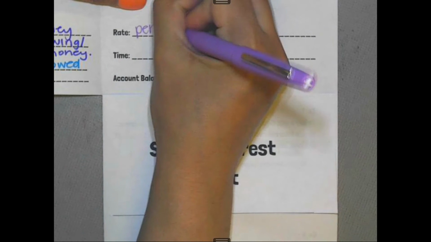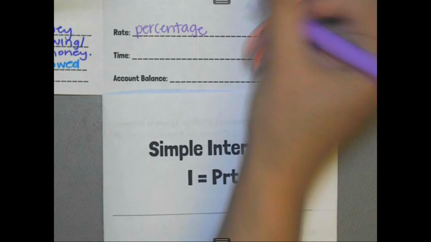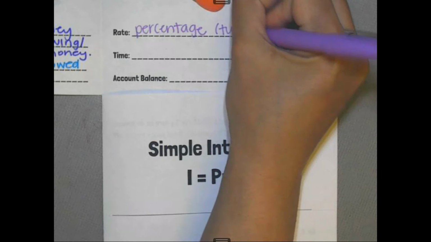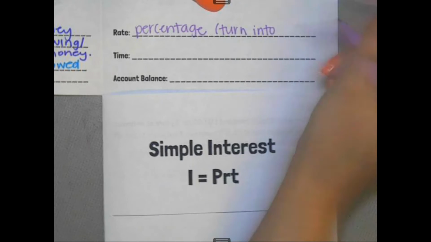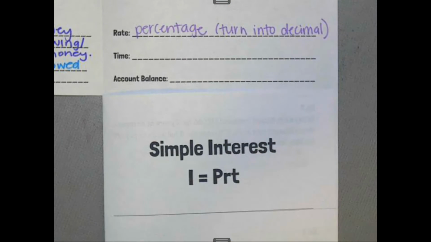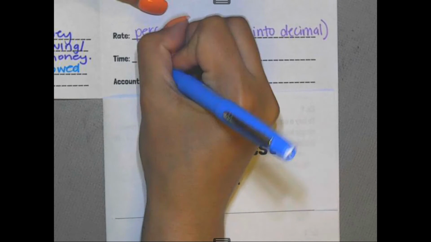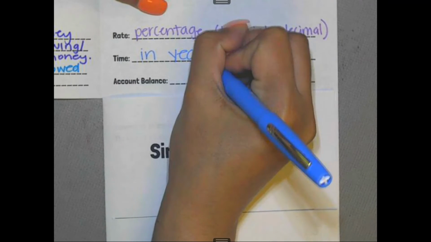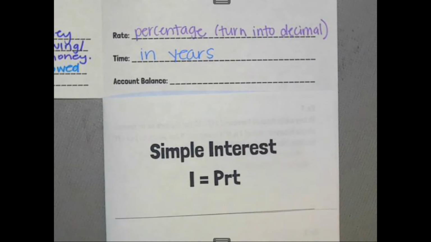All right. The next vocabulary word we're going to talk about is rate. Rate is the percentage. And we need to make sure to turn it into a decimal. And our calculators can do that for us if we forgot how to do that. The next word is going to be time. And when we're working with our interest formula, our time needs to be in years. So if it's not in years, go ahead and make sure to convert that.